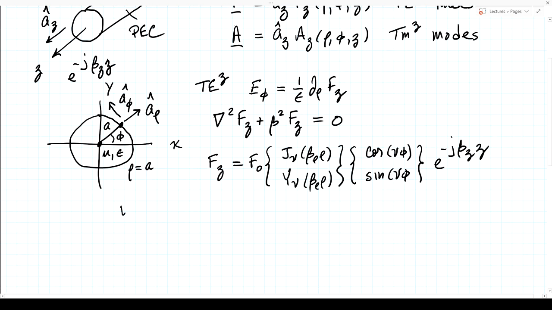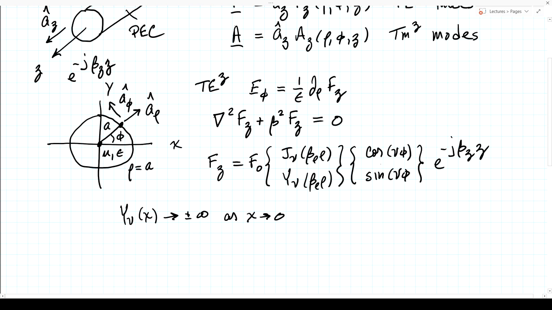And we know that Y nu of x blows up, goes to plus or minus infinity, as x goes to zero. So implicit in our solution is that the fields can't blow up, they can't become infinite. And therefore, we must exclude the second kind of Bessel functions from our solution, because, again, in a sense, they fail the boundary condition that at rho equal to zero the fields must be finite. So we're only going to have J nu of beta rho rho.